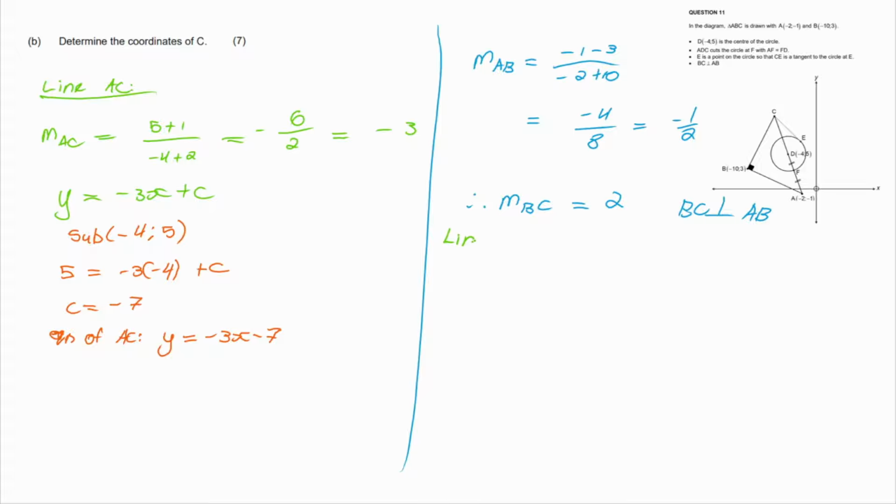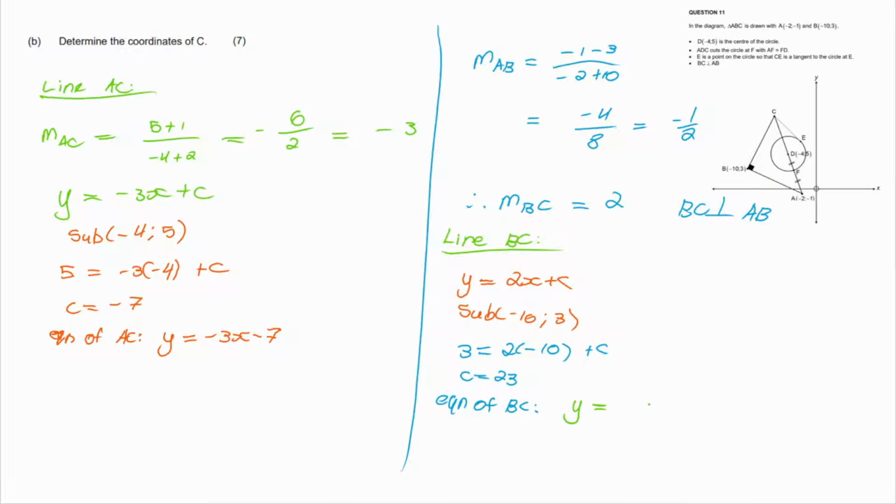Cool. Now I'll continue over here. Let's say we're working now with line BC. For line BC we have that y is equal to 2x plus c. What we can do now is substitute in point -10, 3. So we get 3 is equal to 2 times -10 plus c. So that becomes +20 when it goes to this side, so c equals 23. So the equation of BC is then given by y is equal to 2x plus 23. So I have the equation of this line, and I have the equation of this line.